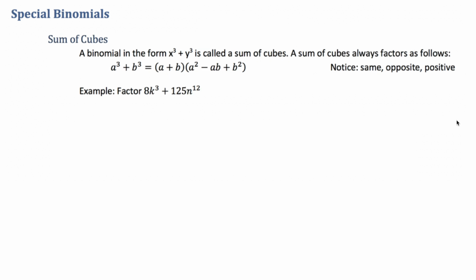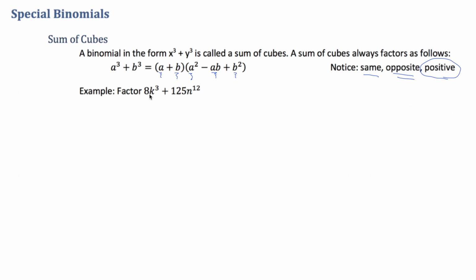So here we go to the sum of cubes. A binomial in the form of x cubed plus y cubed is called a sum of cubes. It can always be factored as follows: a cubed plus b cubed. Notice these things I just did on the last screen: a, b, a squared, ab, b squared. Those are the exact same things as before. It's just that the signs are different, and the signs are going to follow the pattern same, opposite, positive. So very similar, except the signs are different. So we look at this, and that will help us with our signs.